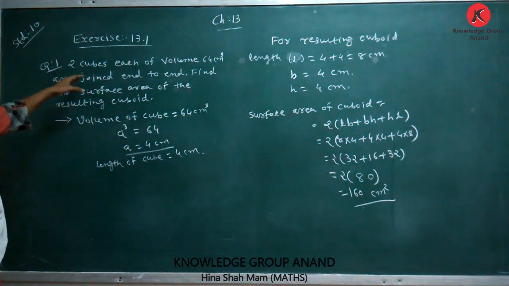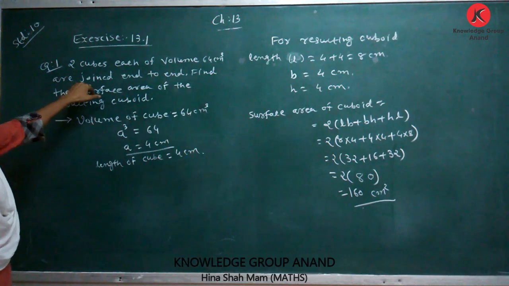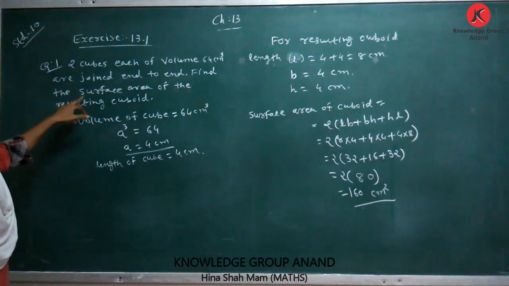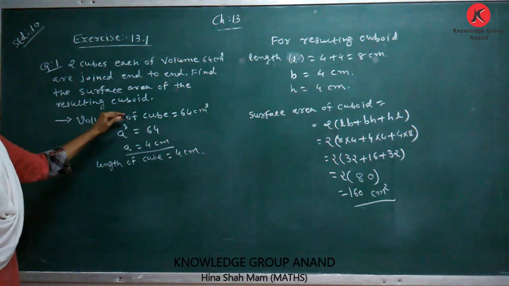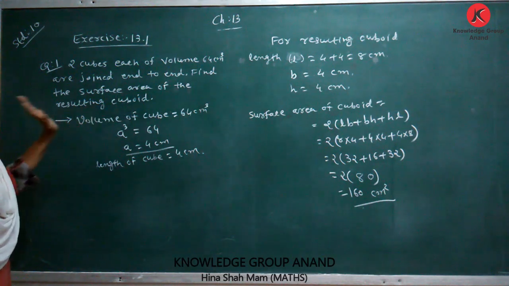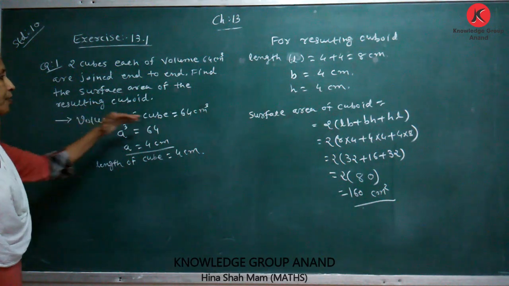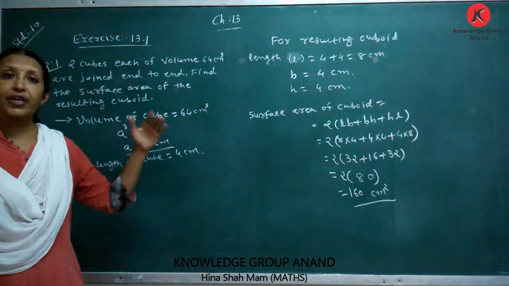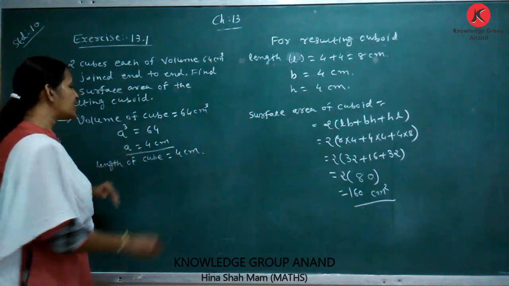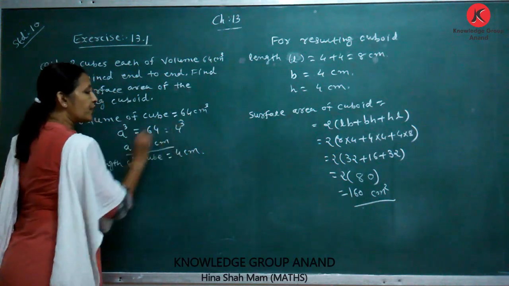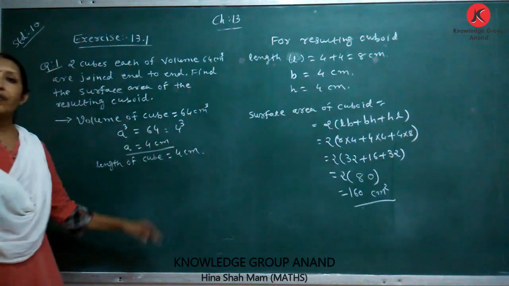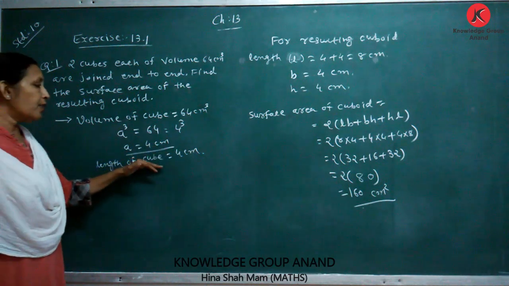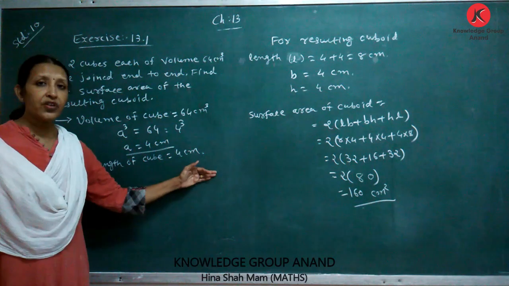Again, 2 cubes each of volume 64 centimeters cube are joined end to end. Find the surface area of the resulting cuboid. Volume of cube is 64 centimeters cube. Therefore, its side is equal to the cube root of 64, which is 4. Then a is equal to 4 centimeter. The edge of the cube is 4 centimeter.